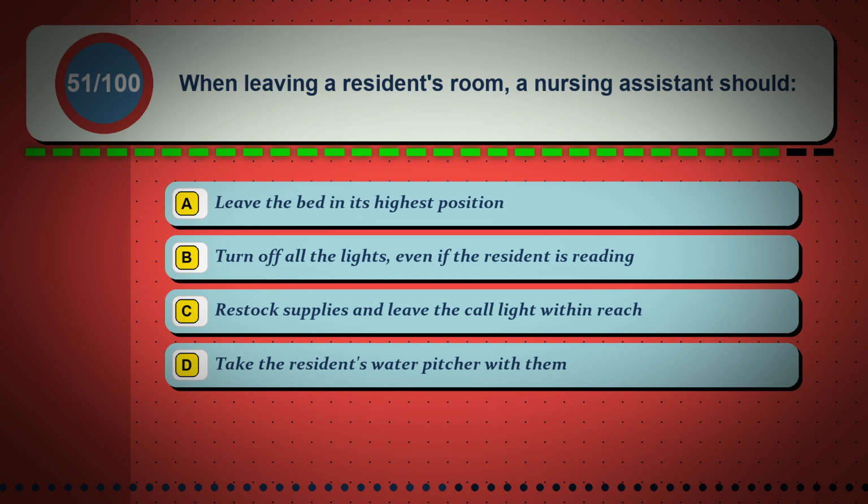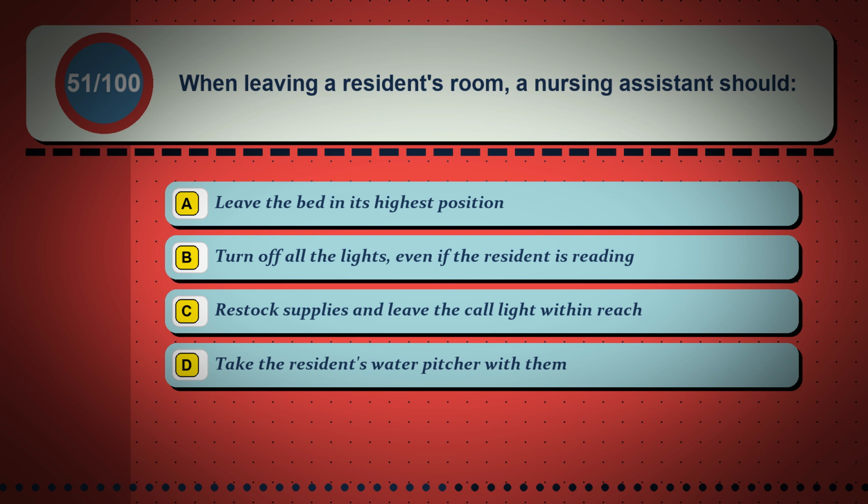Question 51. When leaving a resident's room, a nursing assistant should: option A, leave the bed in its highest position. Option B, turn off all the lights, even if the resident is reading. Option C, restock supplies and leave the call light within reach. Option D, take the resident's water pitcher with them.